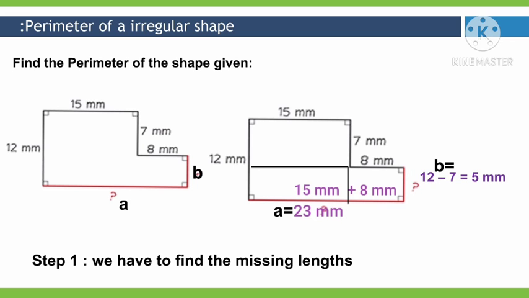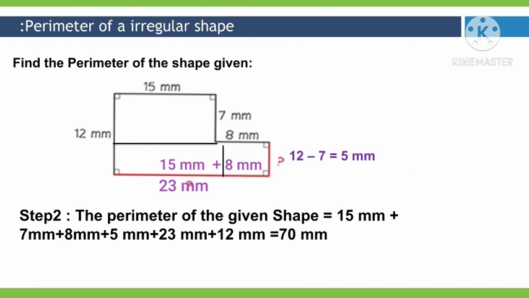Same way, side B. In order to find side B, you just compare it with the parallel side, 12 mm. Fully it's 12 mm, but on the top you have a 7 mm line. So 12 minus 7 gives you side B. When you subtract 12 minus 7, it is 5 mm. So we have now found the lengths of the missing sides A and B, which are 23 mm and 5 mm respectively.